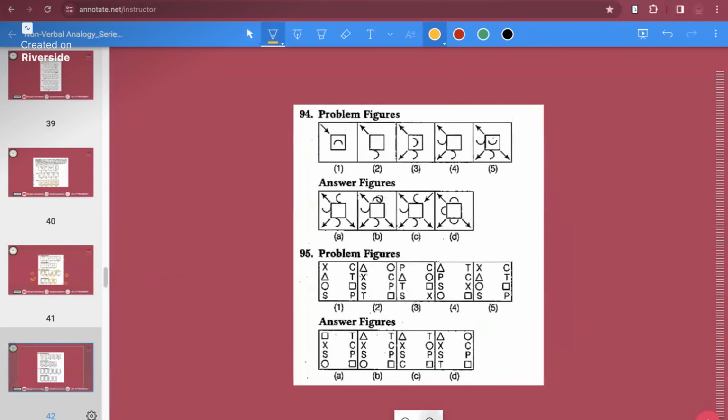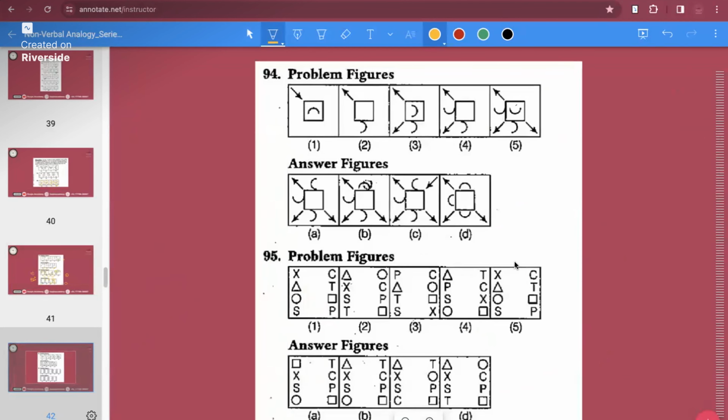Yes, next in the series. Next in the series, guys. Looks confusing. One arrow, one arrow. Okay. Inside, outside. Inside, outside. Inside, outside. Okay. So all four options will work out. Okay. It is this way. Option? Yes, sir. A.